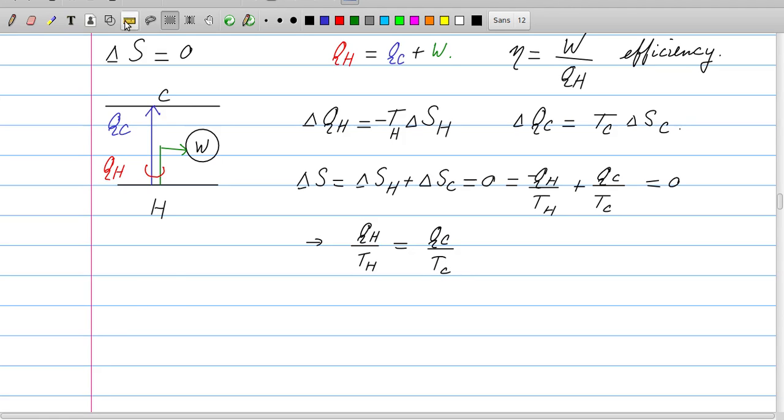Now let's have a look at this efficiency. We call it the Carnot efficiency. For a reversible process we have the Carnot efficiency, and we can write that as W in the numerator, and that's QH minus QC. We must divide that by QH, which means that we have 1 minus QC over QH, and we see immediately that that is TC over TH. And so this is the Carnot efficiency.